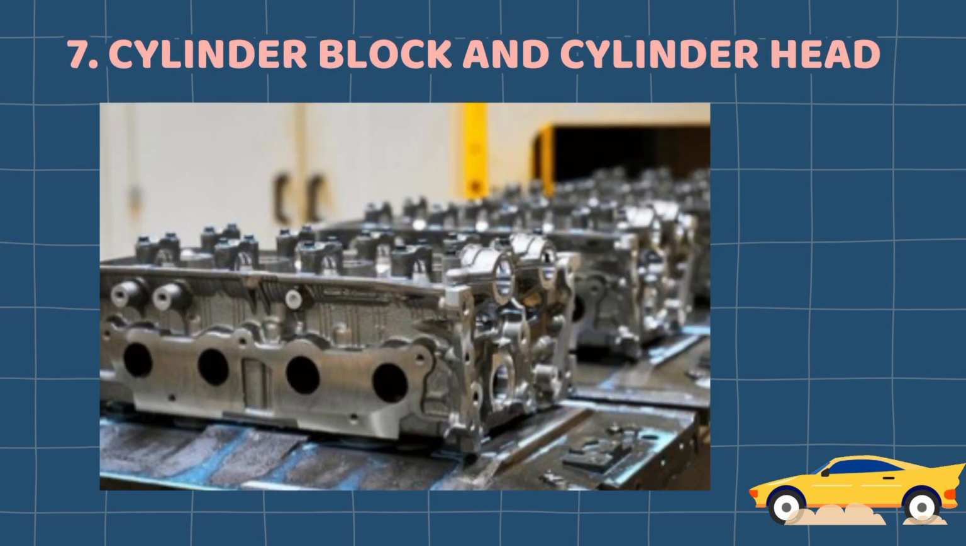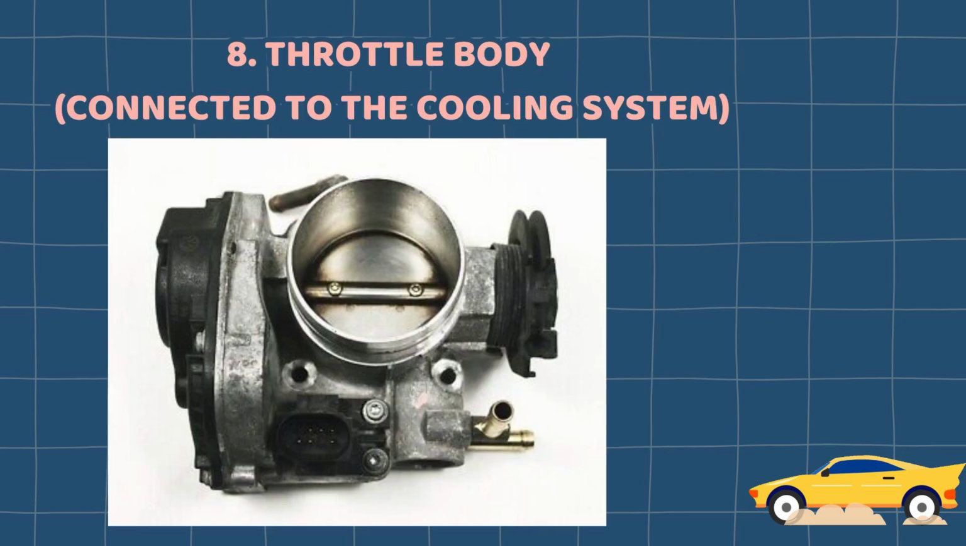Next part is the cylinder block and the cylinder head. That's the diagram picture of the cylinder block and cylinder head. These are major engine components that house the combustion chambers and cylinders. The function of this is that coolant flows through passages, the water jacket, in these parts to absorb heat directly from the engine.